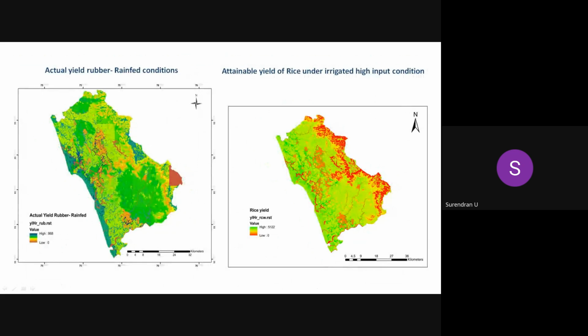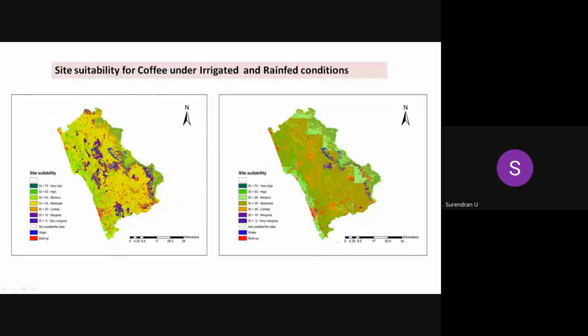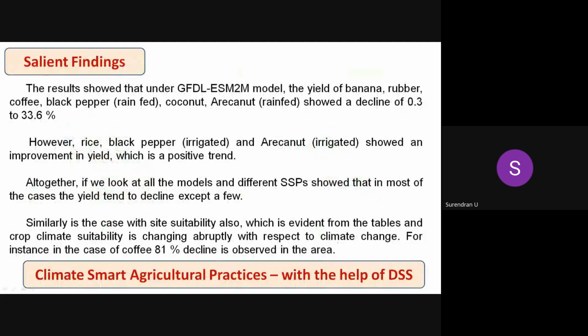This is just a sample I am showing for yield of rubber, rice, many crops, coffee. I am not going into the detail of each crop, but if you look at it, for most of the crops we found that yield is declining. But when you go for some management practices, especially in the case of rice, black pepper and arecanut, they showed an improvement in yield. In some cases in coconut also, if it is managed properly, we got a positive trend. Otherwise, most of the crops are declining in yield in the future scenarios.